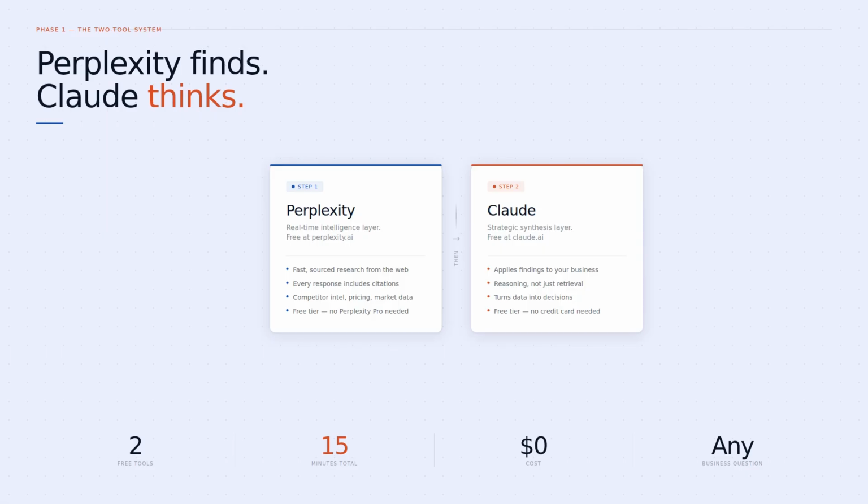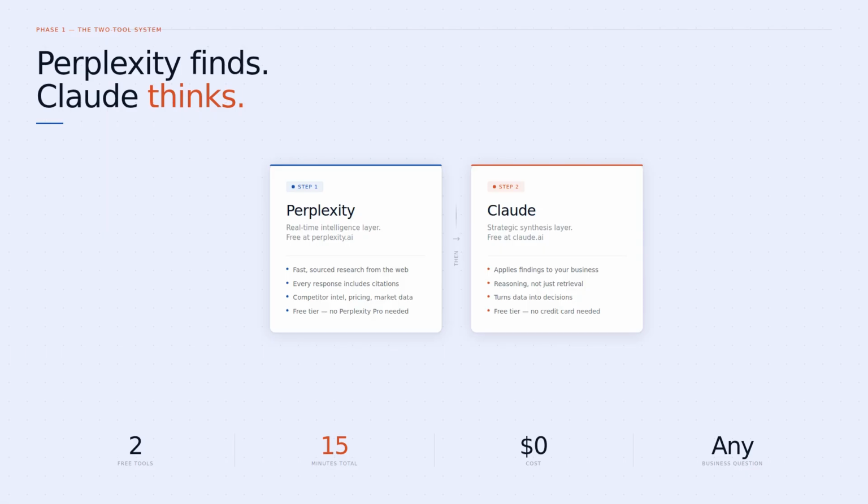and why using just one of them gets you about 60% of the result. Tool 1 is Perplexity. Perplexity is a free AI-powered search engine that pulls current sourced information from the web and synthesizes it in seconds. The critical word there is sourced. Every response includes clickable citations, which means you can verify what you're reading. The free tier is fully functional for this workflow. You do not need Perplexity Pro to execute what I'm showing you today.